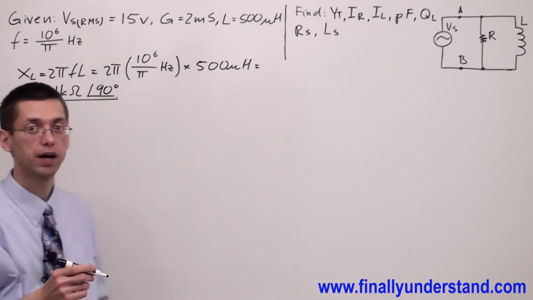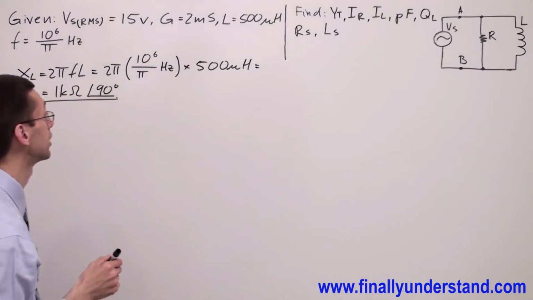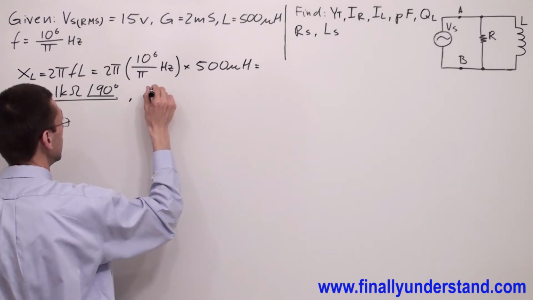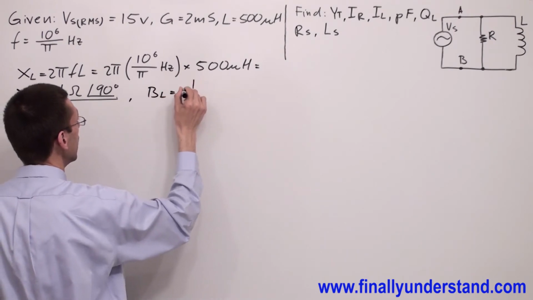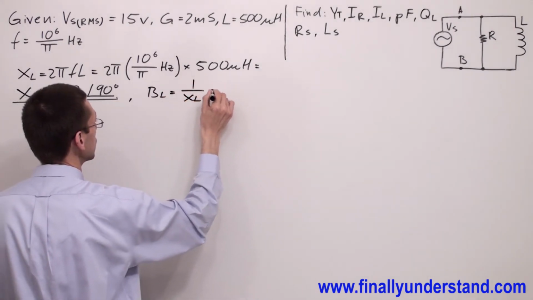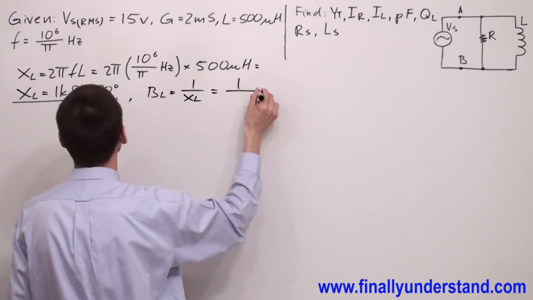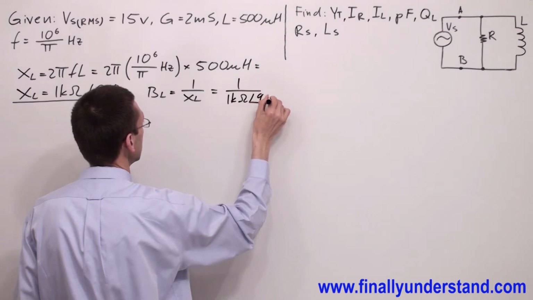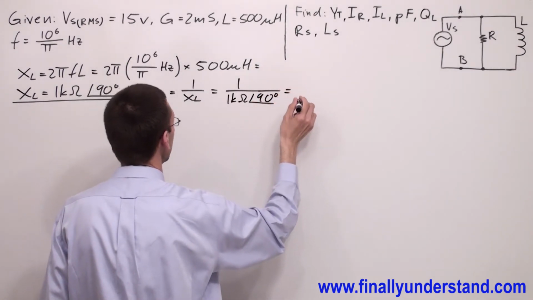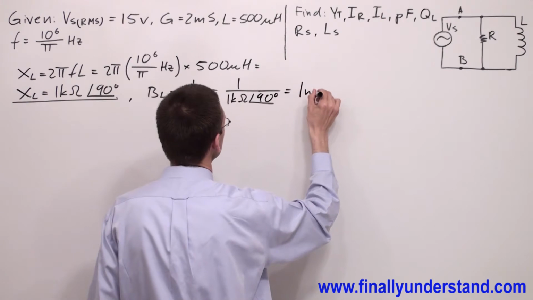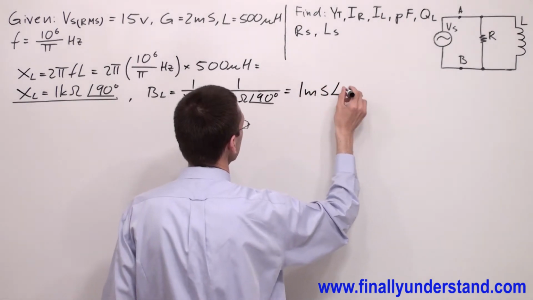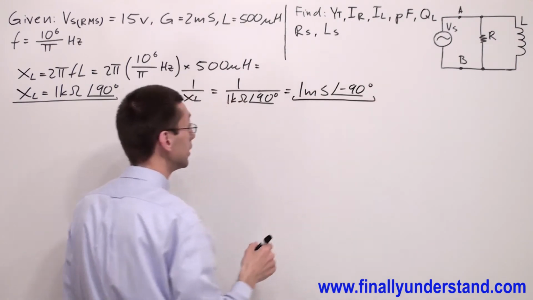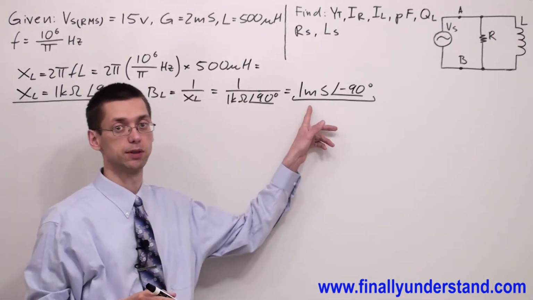Next, I can find the inductive susceptance. So I can write over here, B_L is equal to 1 over X_L. So this is equal to 1 divided by 1 kilo ohm and angle of 90 degrees. This is equal to 1 millisiemens and angle of negative 90 degrees. So this is my inductive susceptance.